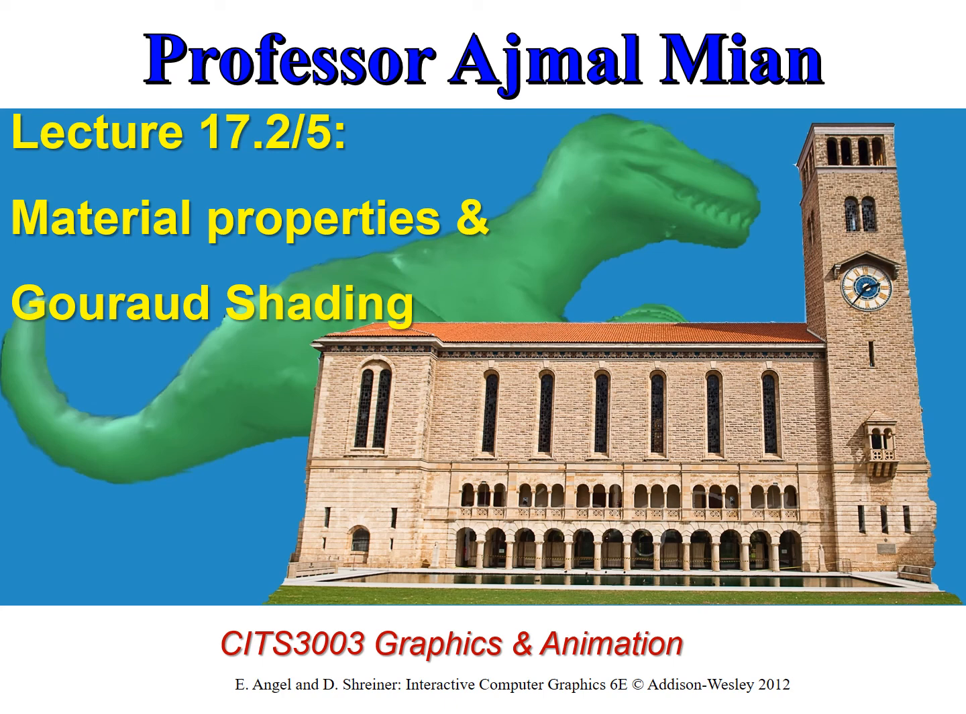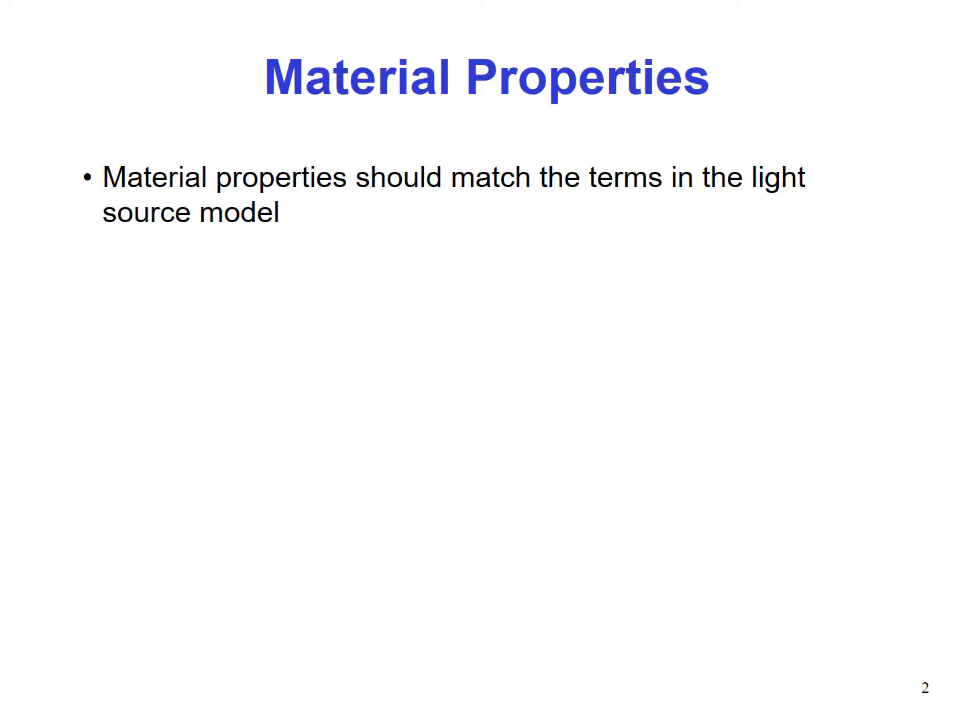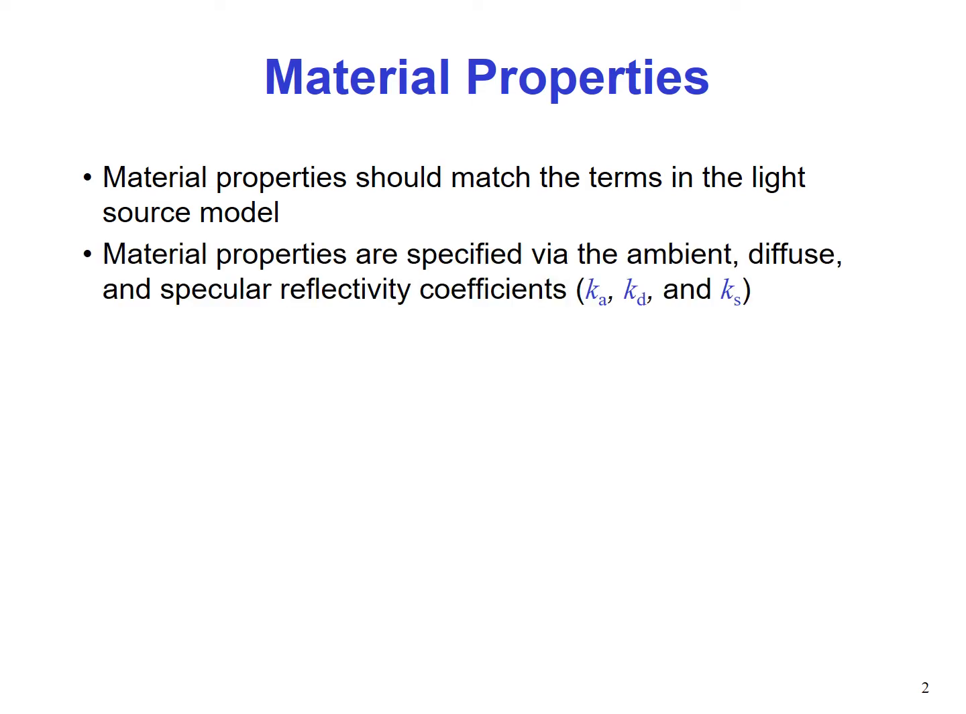In this lecture, we will briefly discuss material properties and then move on to Gouraud shading, which is a per vertex shading model. Material properties should match the terms in the light source model. Hence, material properties are specified by the ambient, diffuse, and specular reflectivity coefficients Ka, Kd, and Ks. The A value gives opacity.